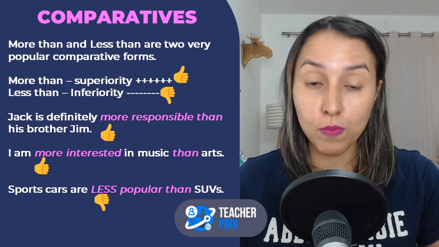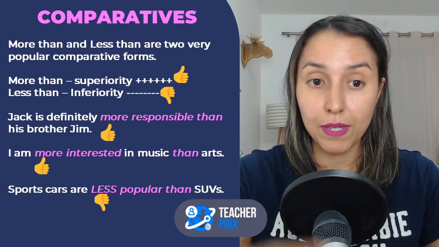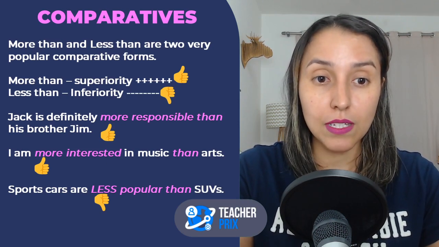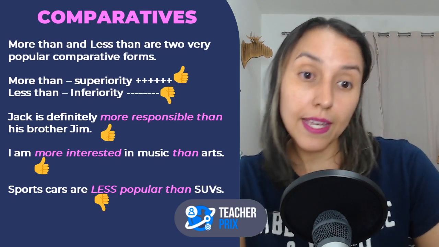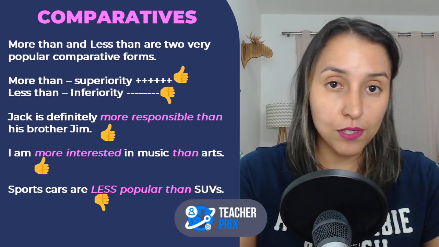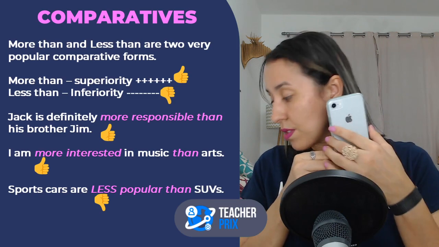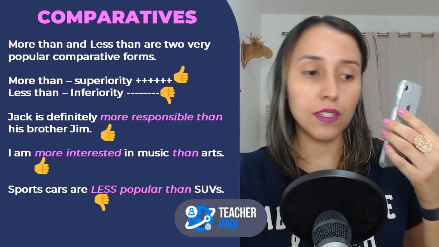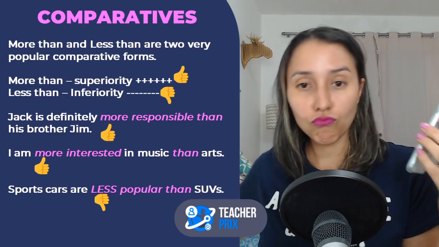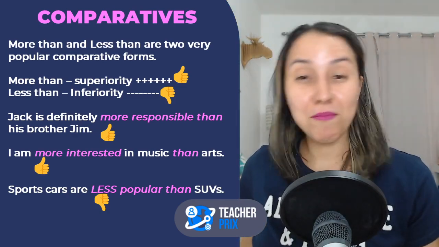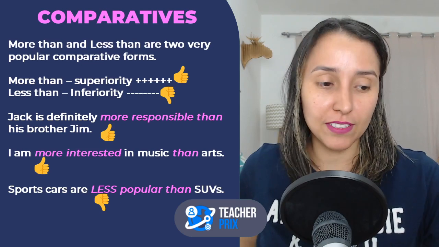Maybe you will need verb to be. Verb to be is very popular. If you paid attention to my examples, most of the time I used verb to be. Jack is, I am, sports cars are. So it is very common. For example, this phone is more expensive than this glass. So I'm using verb to be. It is very common, okay?